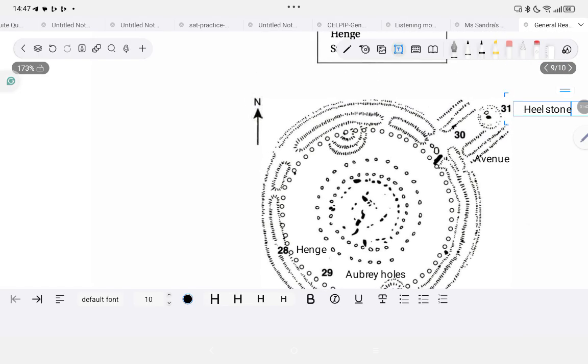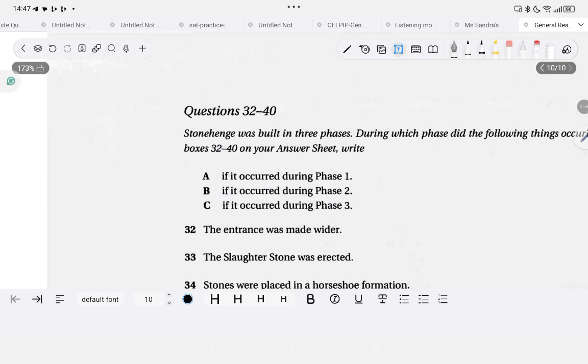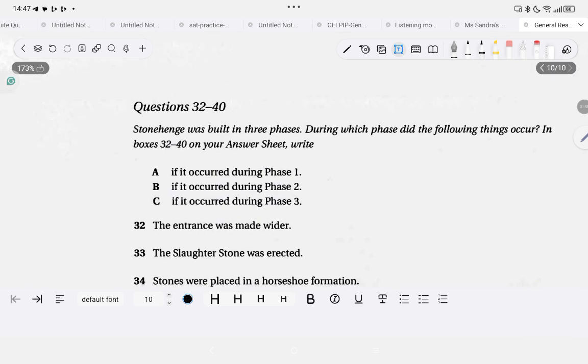I believe that should be all: 28, 29, 30, 31. All right. Now, 32 to 40. Stonehenge was built in three phases. During which phase did the following things occur in boxes 32 to 40? On your answer sheet, write A if it occurred during phase 1, B if it occurred during phase 2, C if it occurred during phase 3.